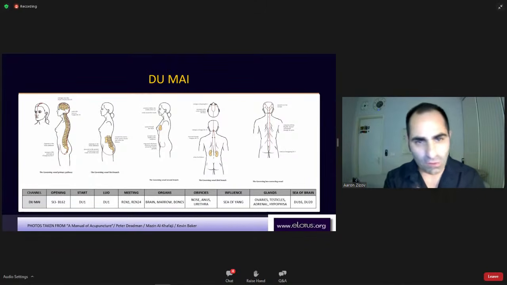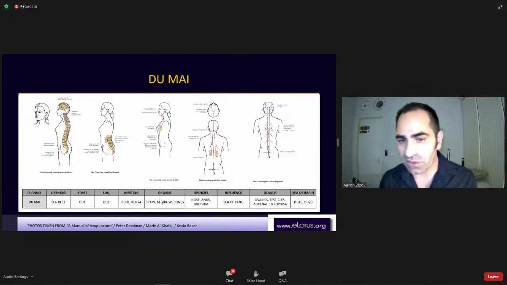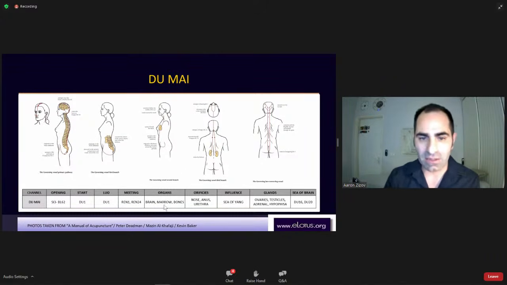So of course, for each of the meridians, we have the opening points for the extra meridians, where the meridian starts, where the Luo starts, and the Luo meridian meeting with other meridians. So we have Ren 1 and Ren 24, the organs which are connected, and the path. Again, if I want to work on the brain or on the bones, Dumai might be a meridian which I might use.